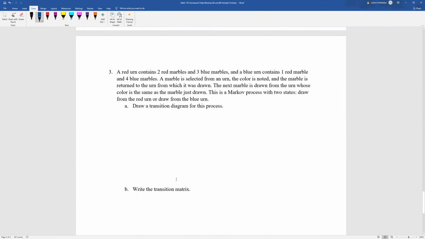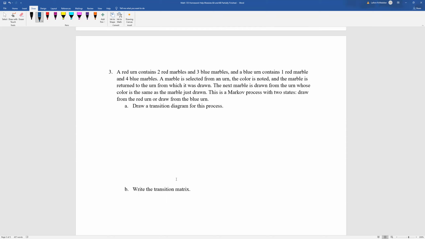So it says a red urn contains 2 red marbles and 3 blue marbles. And a blue urn contains 1 red marble and 4 blue marbles. A marble is selected from an urn. The color is noted, so I guess they write it down. And the marble is returned to the urn from which it was drawn. So it's always going back with replacement to its original urn. The next marble will be drawn from the urn whose color was the same as the marble just drawn. So what that means is, if I grab from the red urn first and I got a blue marble, my next turn I will go to the blue urn, because the blue marble tells me to choose the blue urn next.